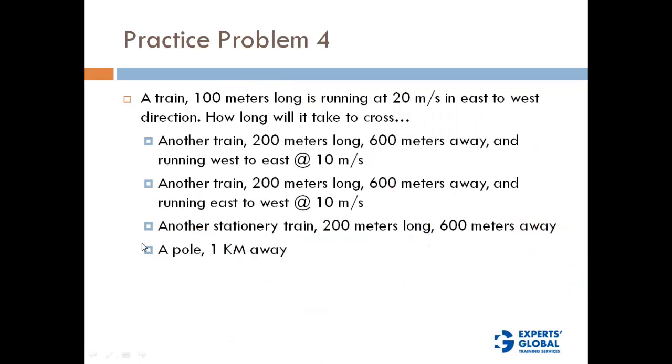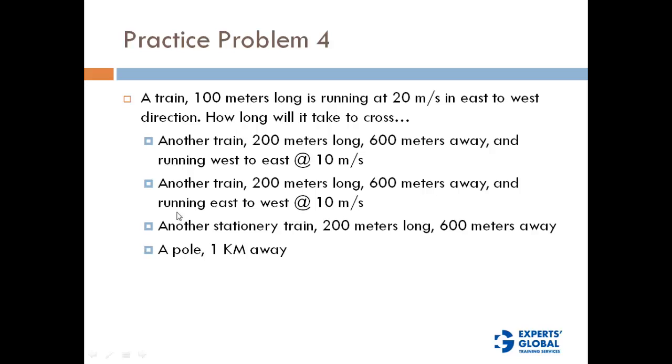Let's move to this problem. Please pause the video and see if you can solve this. A train 100 meters long is running at 20 meters per second in east to west direction. How long will it take to cross another train 200 meters long, 600 meters away and running west to east at 10 meters per second?